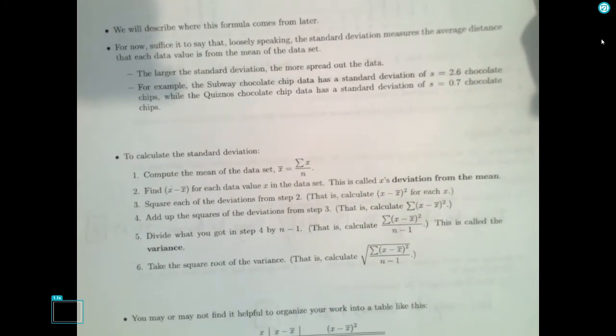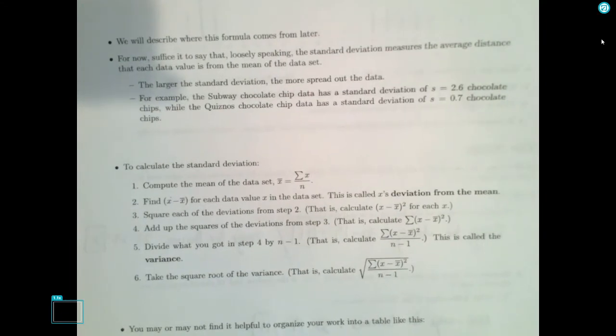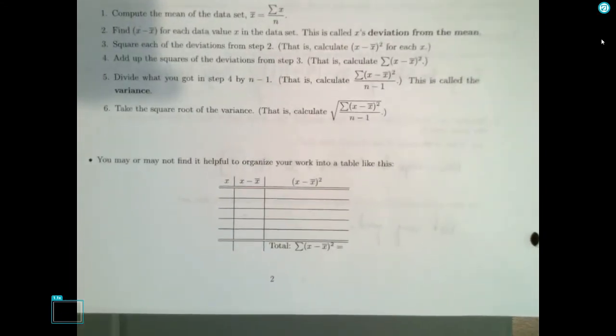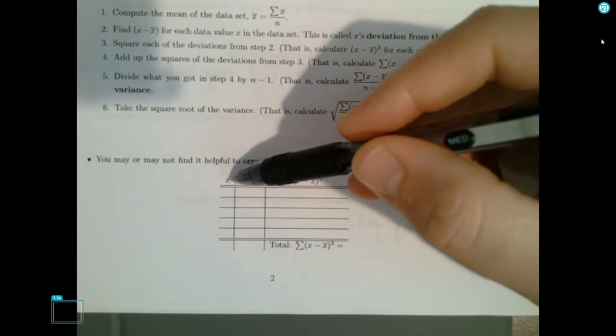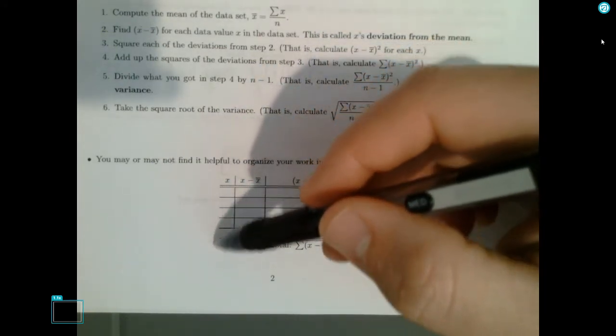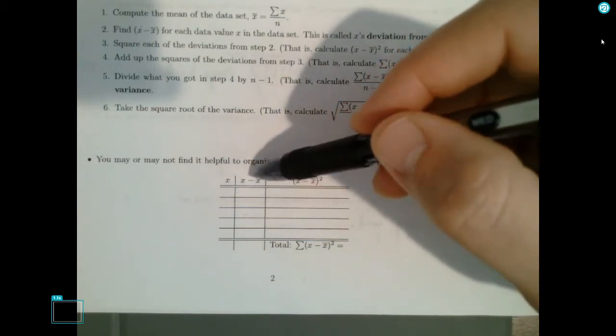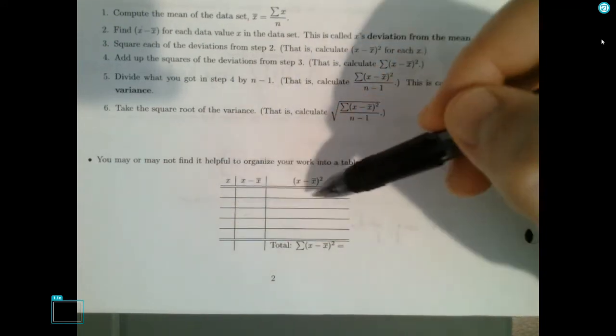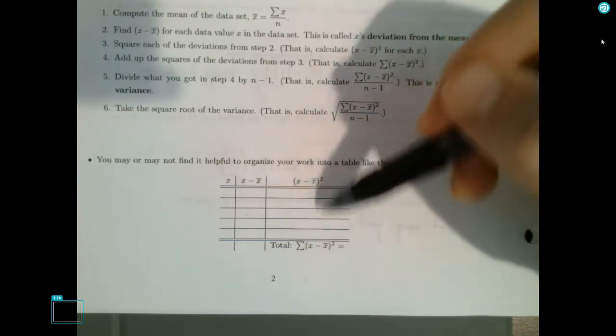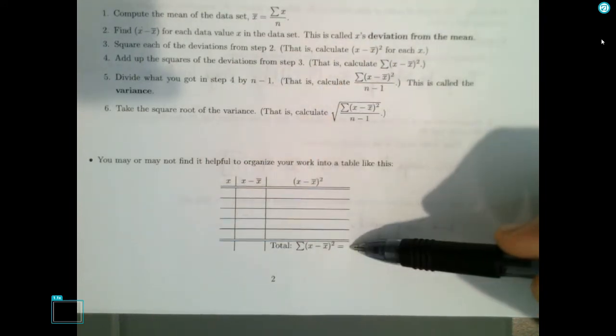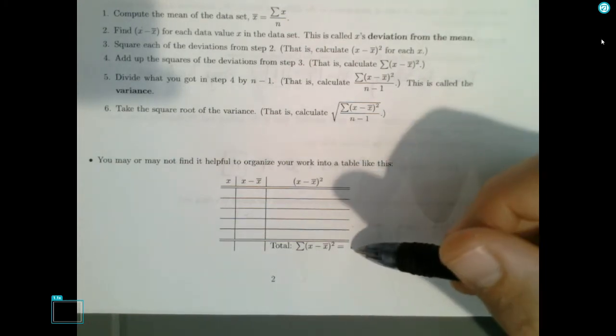As you're following these steps, one way you might find it helpful to organize your work is to create a table that looks like this. You find the sample mean, then list off all of the data values, the deviations, the squares of those deviations, and then add them up. I'm probably going to organize my work into this table.